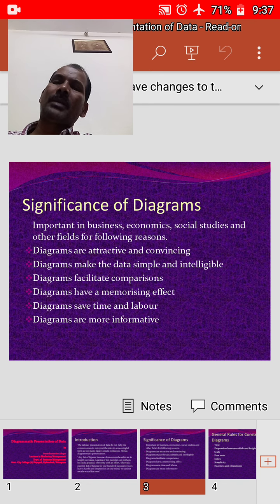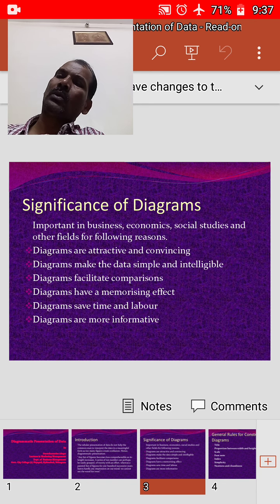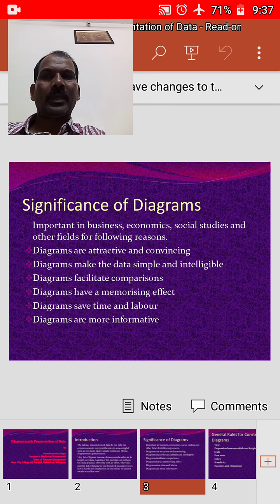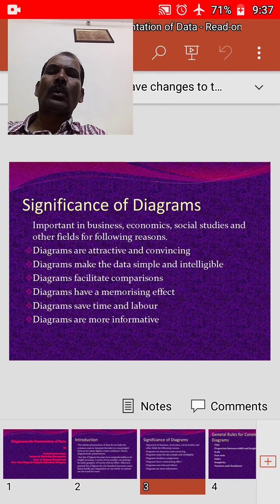However, diagrammatic presentation of data is not useful for in-depth analysis as they reveal only approximate values of the data. They convey limited meaning to the readers. Further, they are not convenient to present all the minute details of the data. It is difficult to construct diagrams, especially when a large number of items are to be presented.